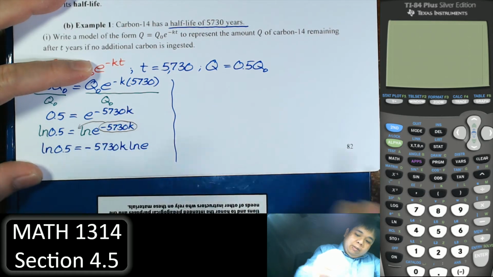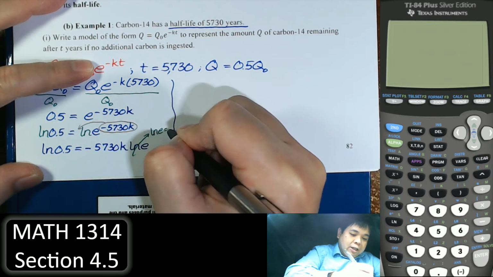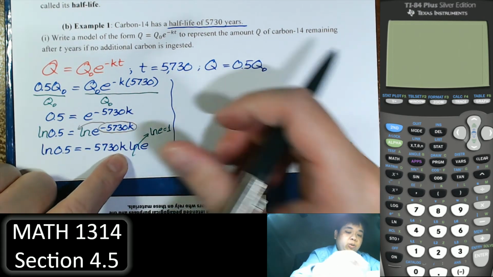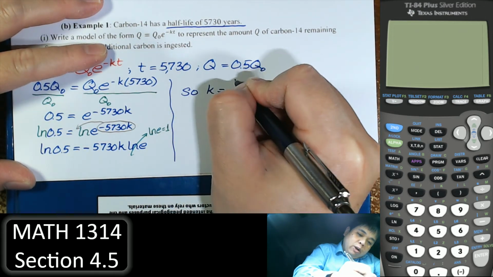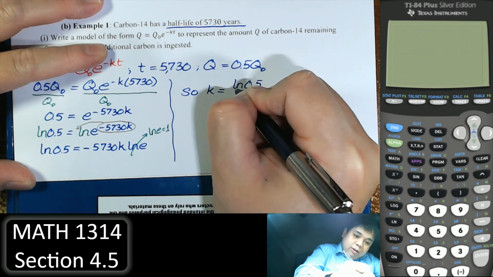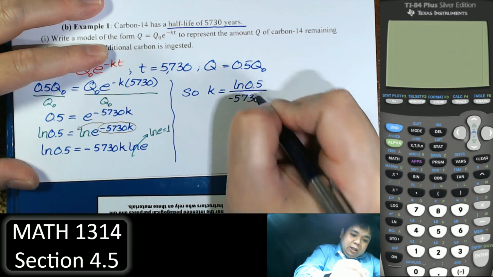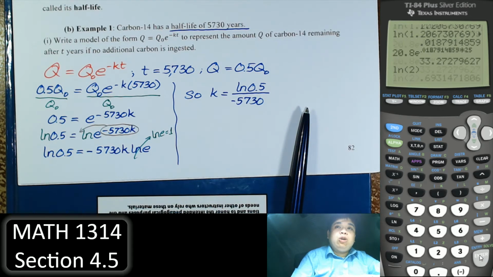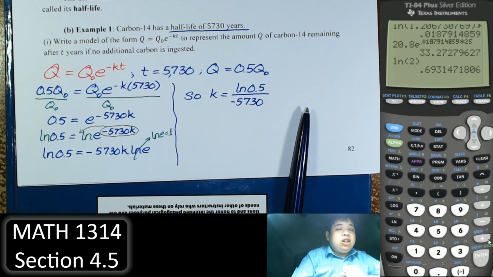times ln of e. ln of e is 1. So from that, divide by negative 5,730, we have k. So we have k equal to ln of 0.5 over negative 5,730. Right. Now, I did mention the rule of 70 earlier. The 70 comes from ln of 2 is 0.693. So most of the finance, all of the finance students should know that.